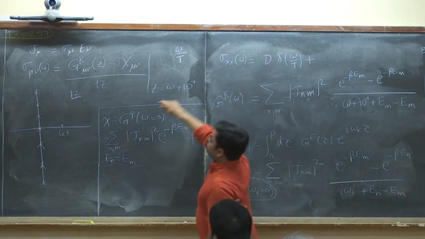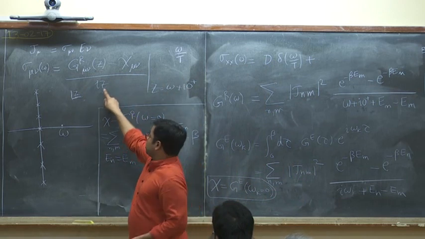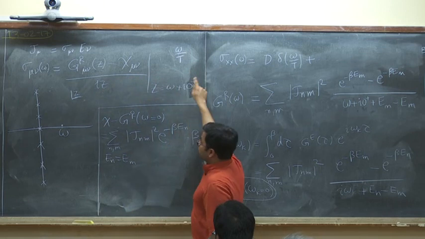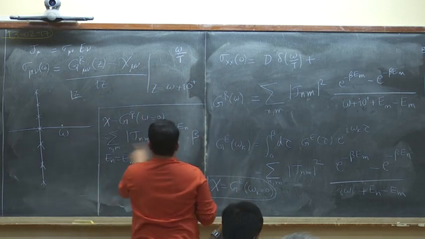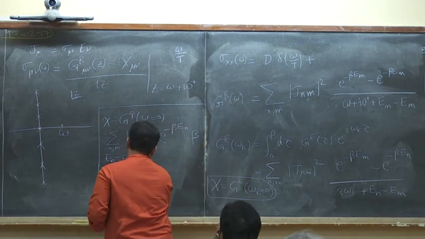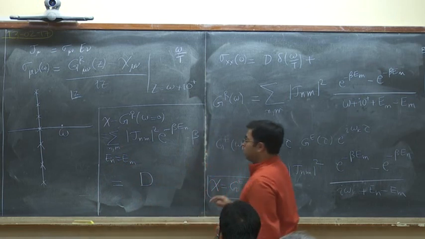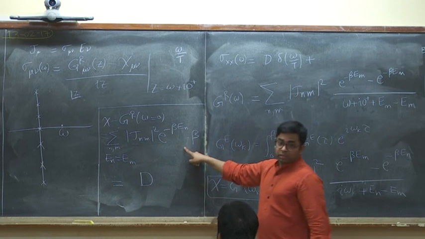Because here you will put z as omega plus i epsilon, and as you were saying, it will give the principal part plus the delta function. So the numerator here, as the frequency goes to 0, is the Drude weight, up to some factors of temperature and so on. So this is this D. It's a very concrete spectral representation for this guy.